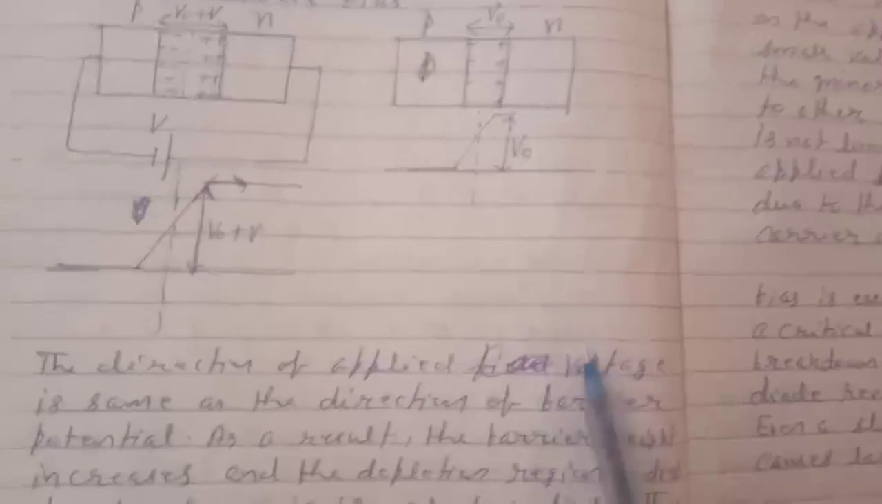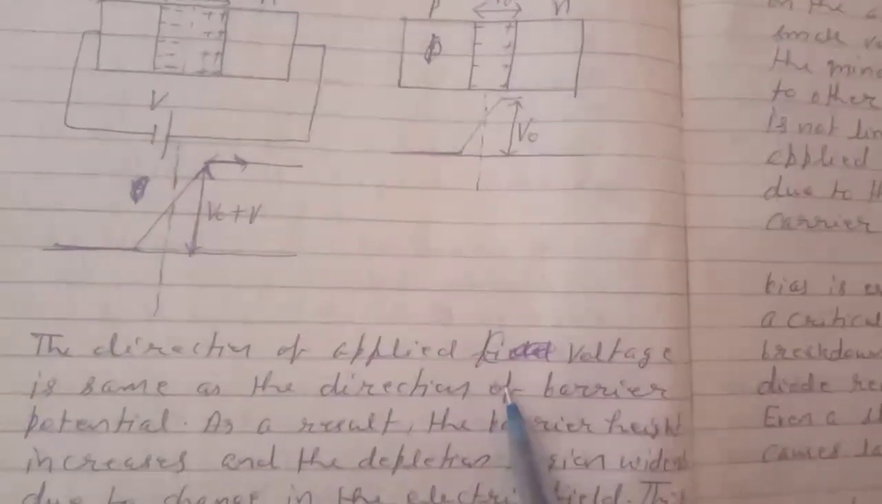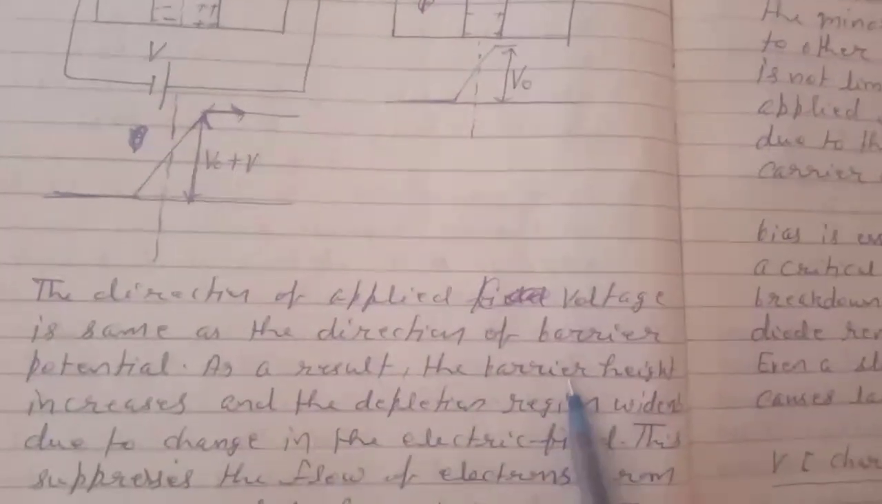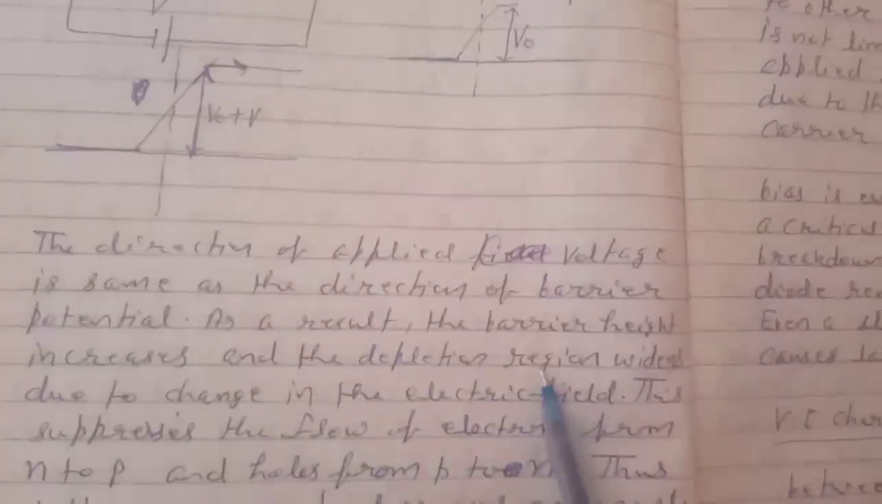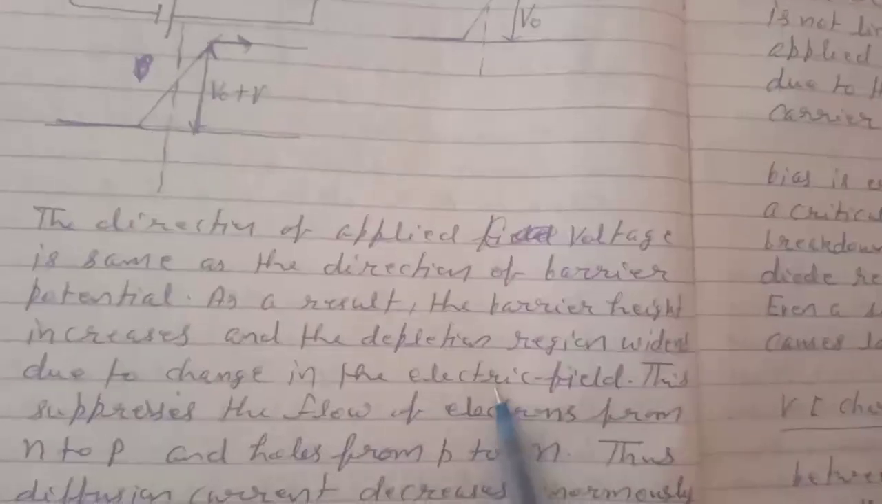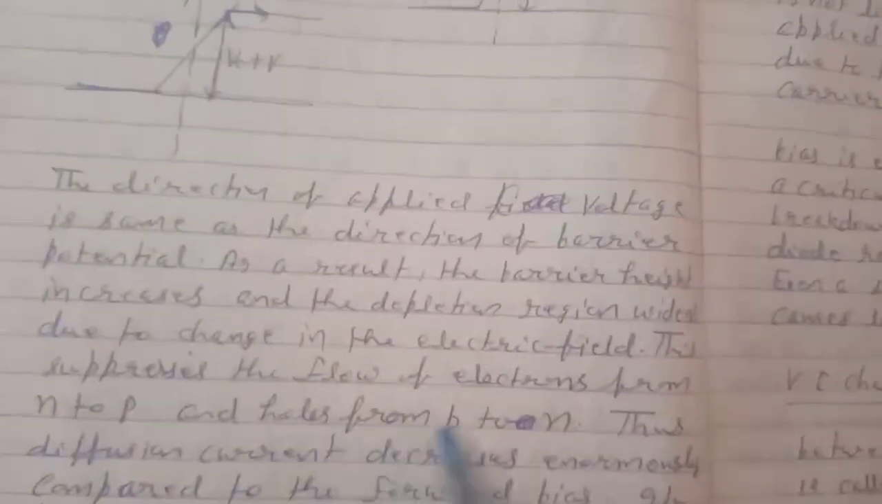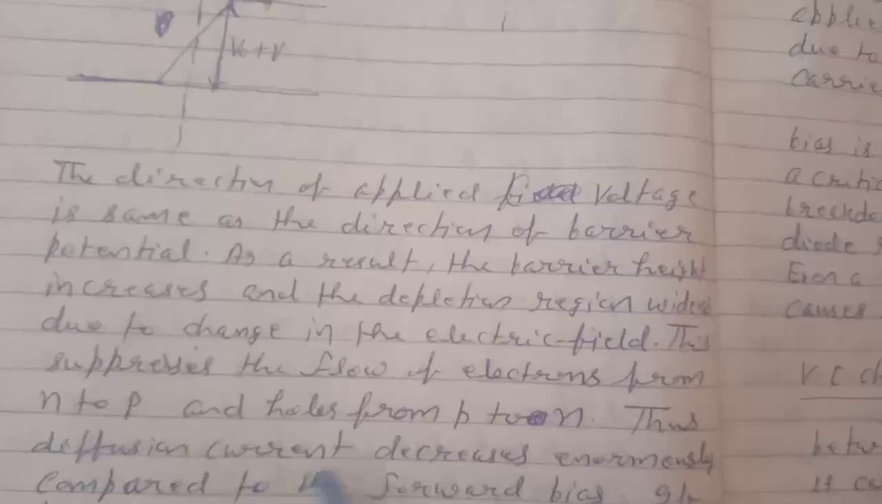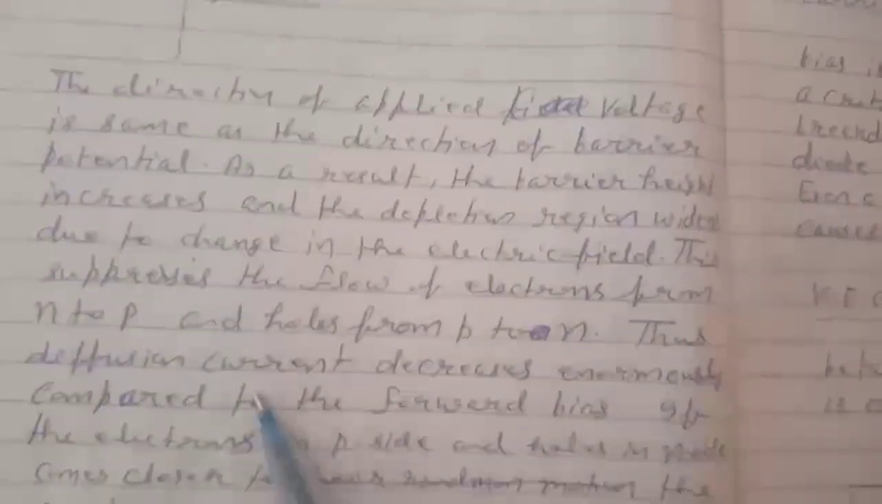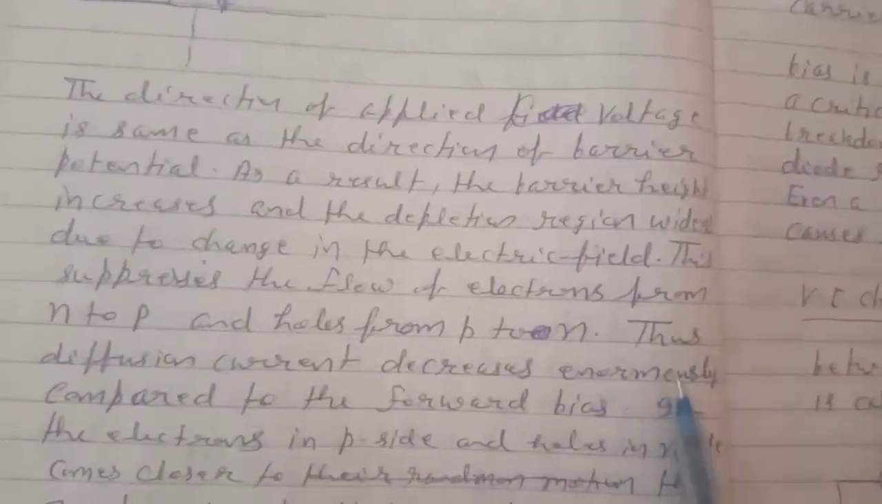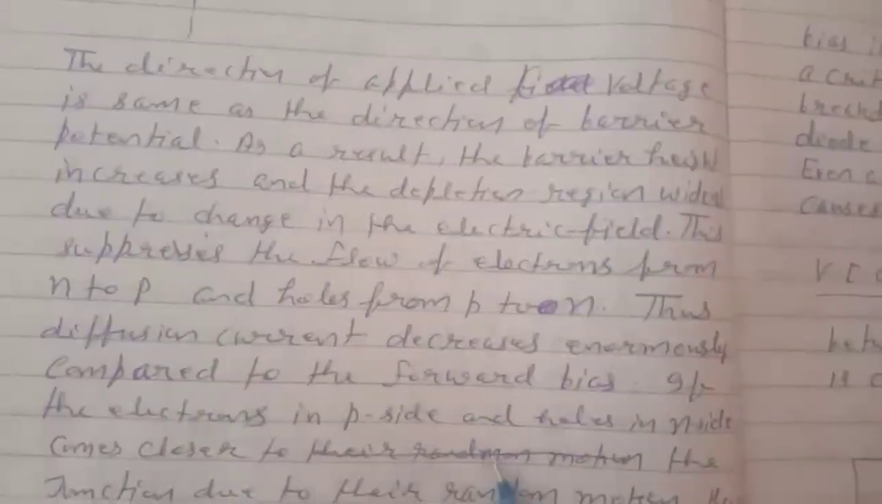The direction of applied voltage is the same as the direction of barrier potential. As a result, the barrier height increases and the depletion region width widens due to the change in the electric field. This suppresses the flow of electrons from N to P and holes from P to N. Thus, diffusion current decreases enormously compared to the forward bias.